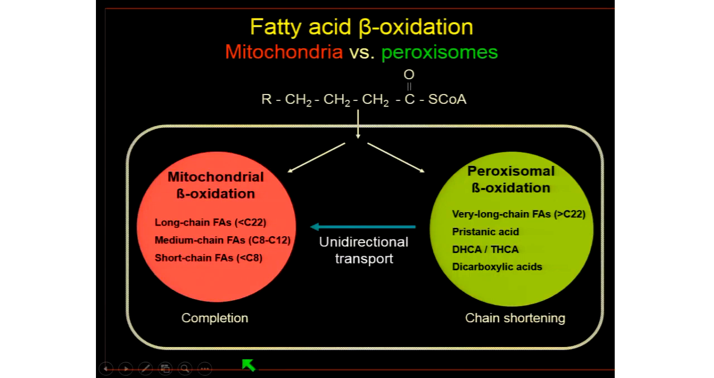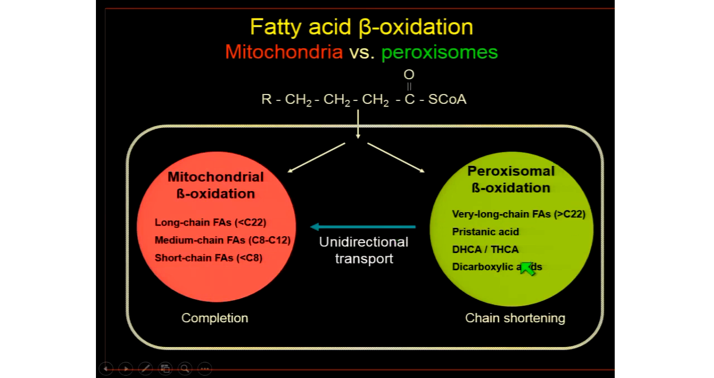Actually, the mitochondria can handle long-chain, medium-chain and short-chain fatty acids, whereas the peroxisomal beta oxidation handles other fatty acids, including the very long-chain fatty acids, but also branched-chain fatty acids like pristanic acid, bile acid intermediates, and the dicarboxylic acids. And after several cycles of beta oxidation, the substrates from the peroxisomes will be transported to the mitochondria for further completion of the beta oxidation of these substrates.